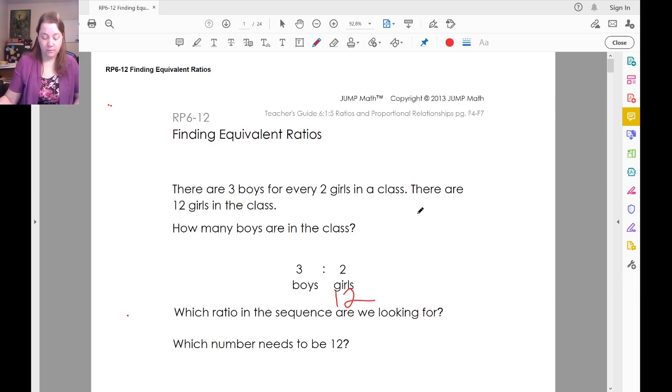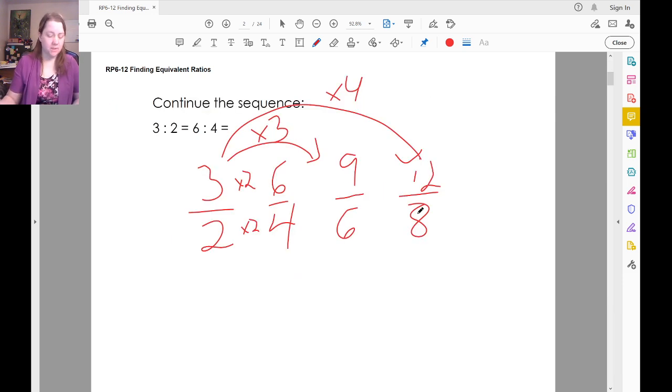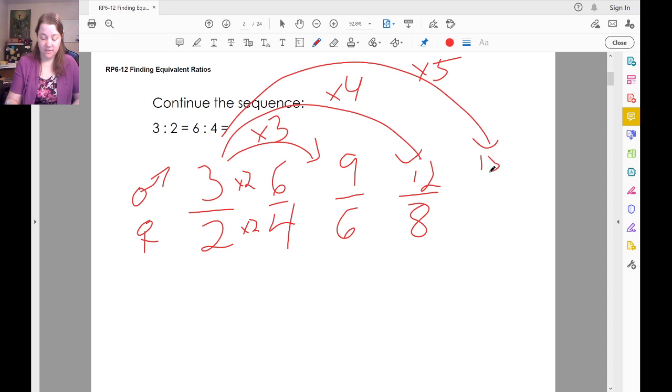remember there were 3 boys, so we're going to use the symbol for male and female. And we want to talk about if there were 12 girls. We don't have 12 girls yet, so we're going to multiply by 5. 3 times 5 is 15. 2 times 5 is 10, still not the 12 girls. We're going to continue again, multiply by 6.